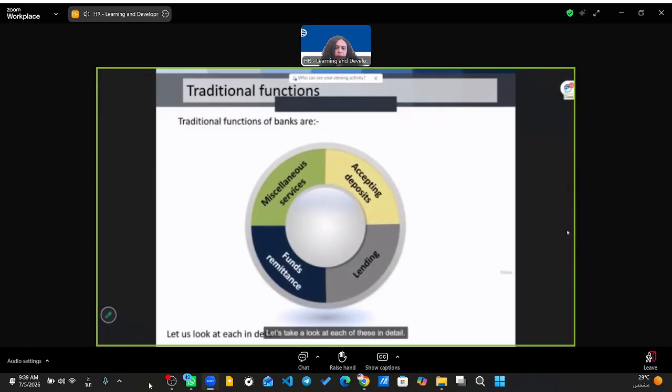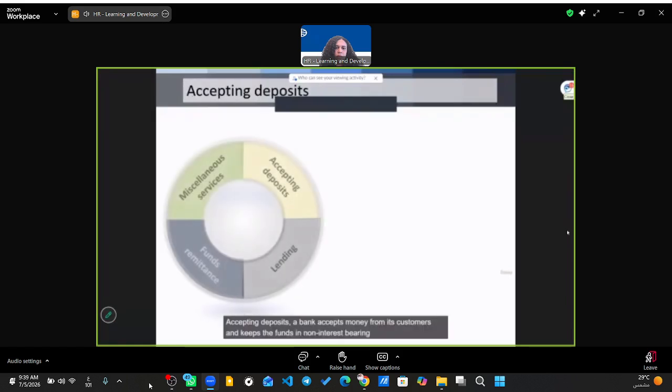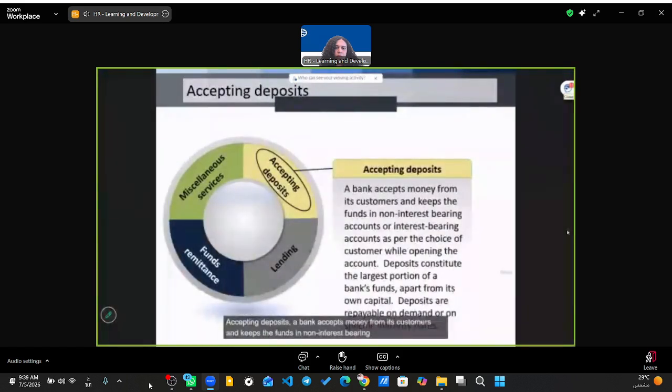Let's take a look at each of these in detail. Accepting deposits. A bank accepts money from its customers and keeps the funds in non-interest bearing accounts or interest bearing accounts as per the choice of the customer while opening the account. Deposits constitute the largest portion of a bank's funds apart from its own capital. Deposits are repayable on demand or on specific maturity dates.